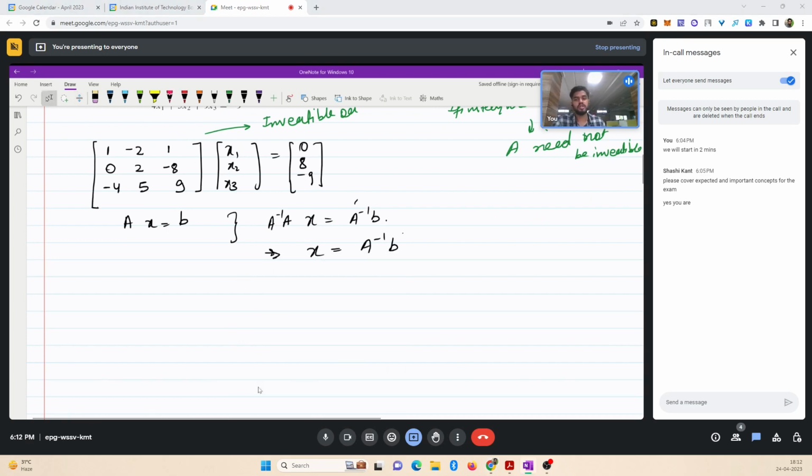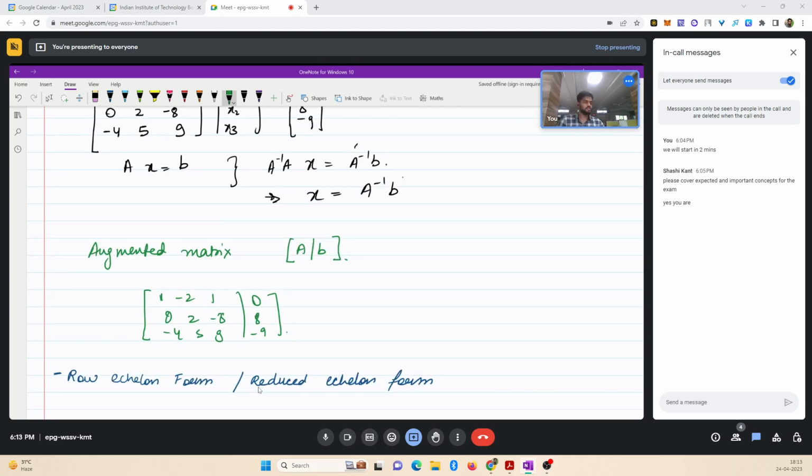Once you have written the matrix representation of your system, you can form a matrix called the augmented matrix. I am just trying to throw out terms so that they get revised for you, and you recall the concepts that you have done throughout the course. In the augmented matrix, we write A augmented with b. For example, in this case, you will write the augmented matrix as 1, minus 2, 1, 0, 2, minus 8, minus 4, 5, 9, augmented with b, that is 0, 8, minus 9. Okay.